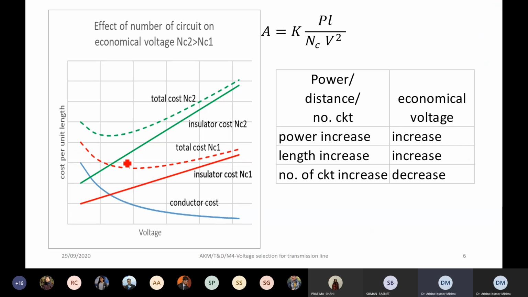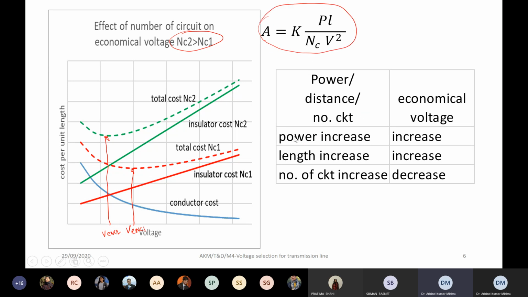So here you can see that for NC1, we are saying VENC1 is the economical voltage for NC1 number of circuits, and this is the economical voltage for NC2 circuits. Yes, you must remember that this NC2 is greater than NC1. So if I summarize now, since the cross-sectional area of the conductor, as you remember, in general is expressed like this.